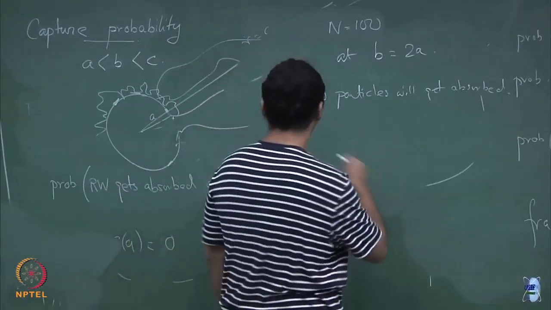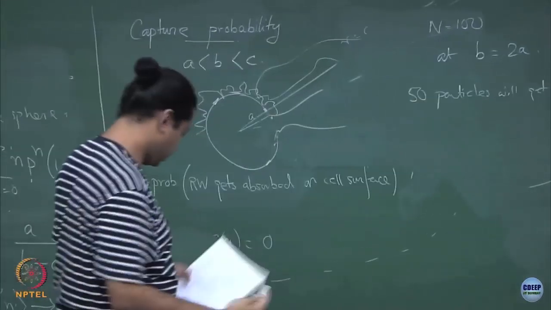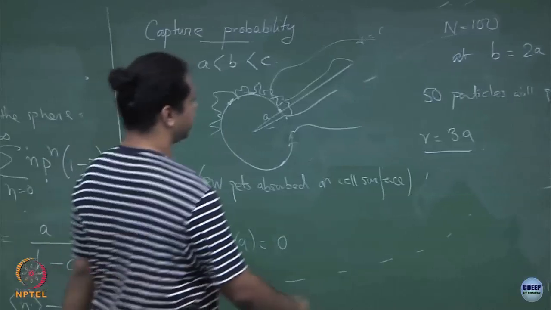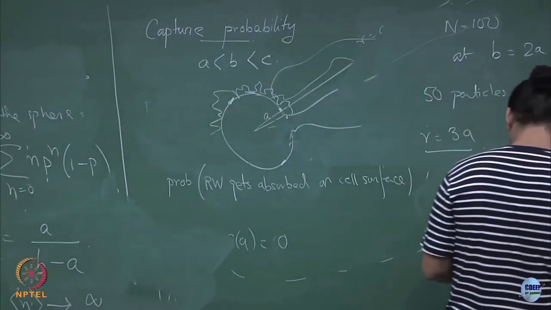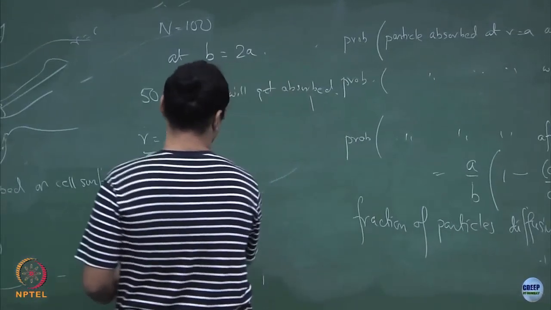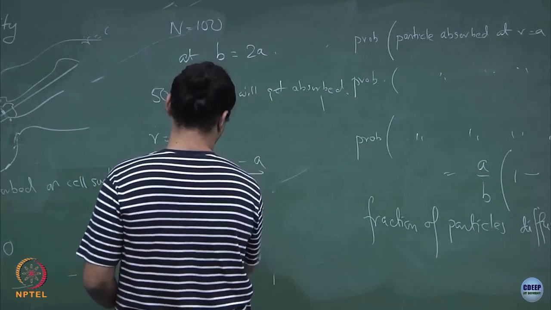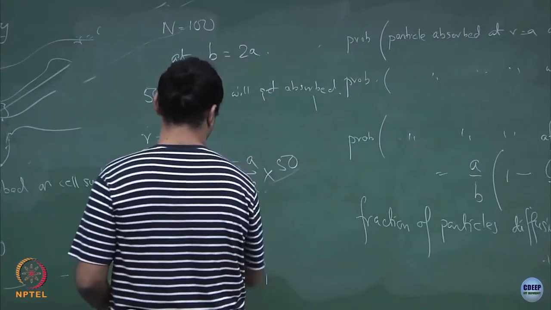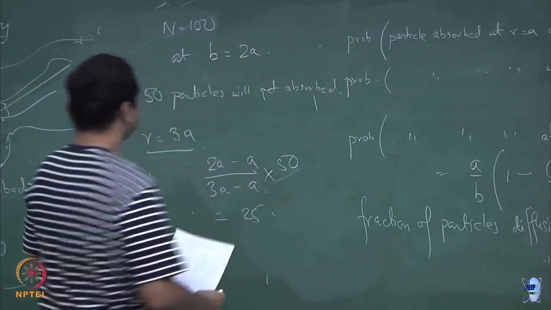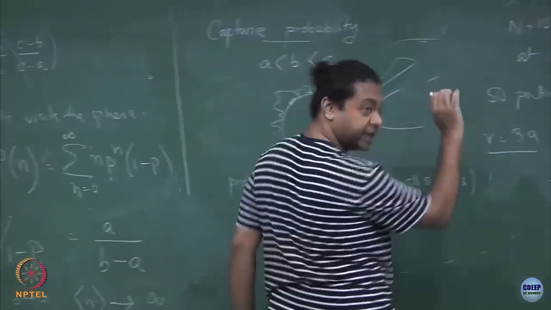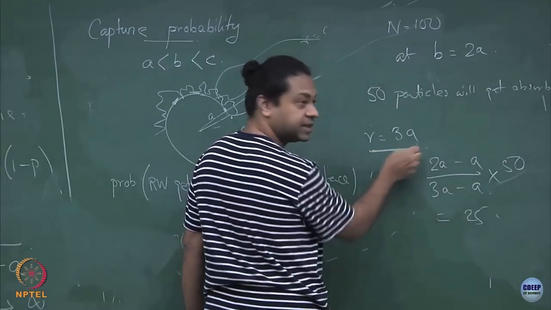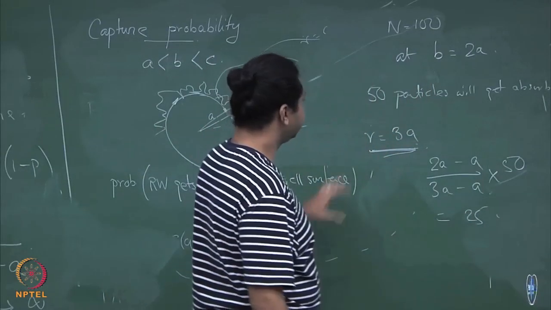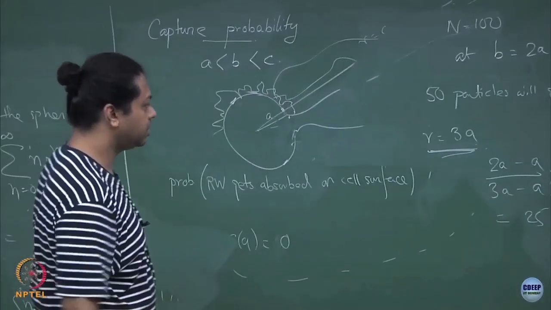So, let us say I want to get a sense of how far these particles can go before they come back and get absorbed. If I want to say how many particles have wandered beyond r equal to 3a before coming back and getting absorbed, that would be this fraction. So, b is 2a, so that number would be 2a minus a over c, which in this case is 3a minus a, of the total number that gets absorbed, which is 50. So, that is 25. So, out of these 50 particles that get absorbed, 25 of them on an average, these are all average quantities, would have gone past this 3a and then come back and got absorbed. Okay. So, if I ask roughly, on an average sense, the maximum distance that it goes before it comes back and gets absorbed, that you can find.